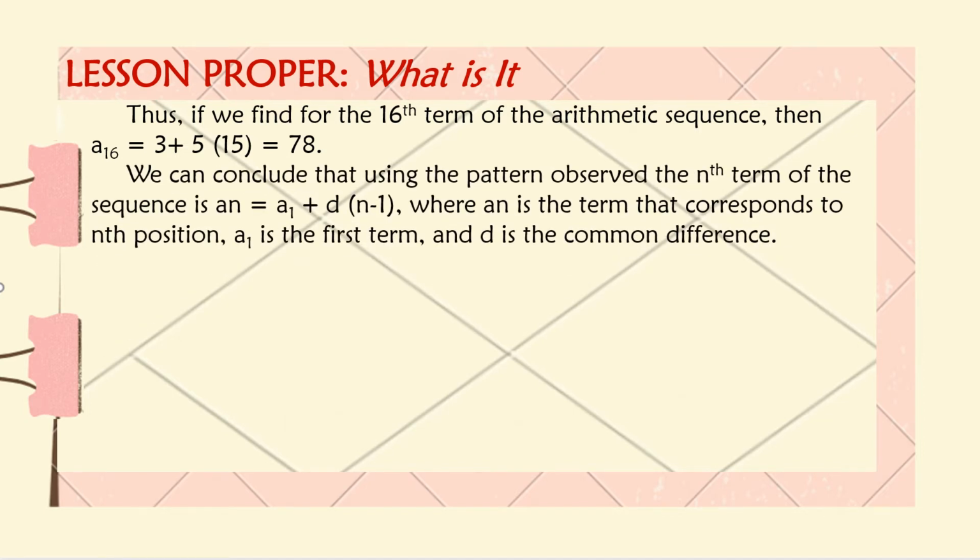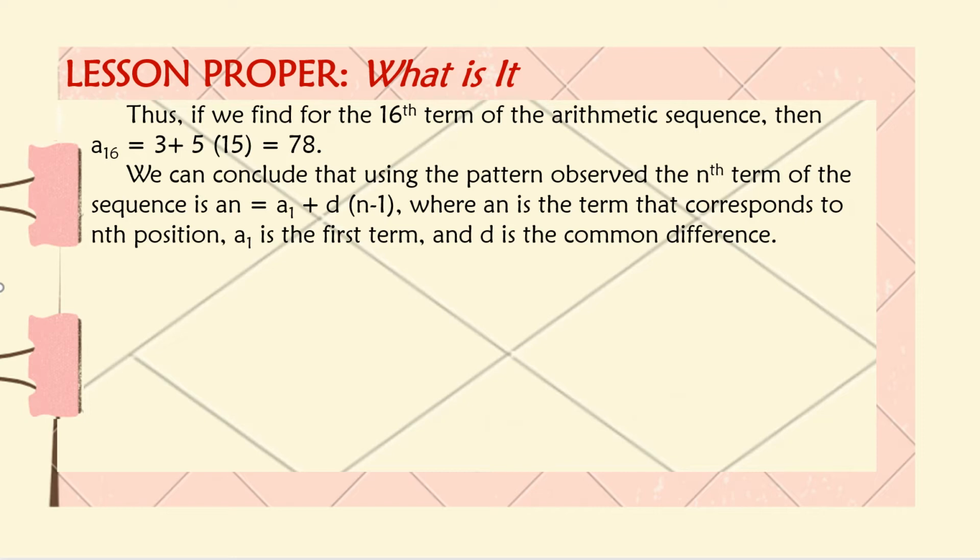Okay, so we can conclude that using the pattern observed, the nth term of the sequence is a sub n is equal to a sub 1 plus the common difference times n minus 1, or multiplied by n minus 1. So where a sub n is the term that corresponds to the nth position, a sub 1 is the first term, and d is the common difference. So, yun yung mga dapat natin tandaan.